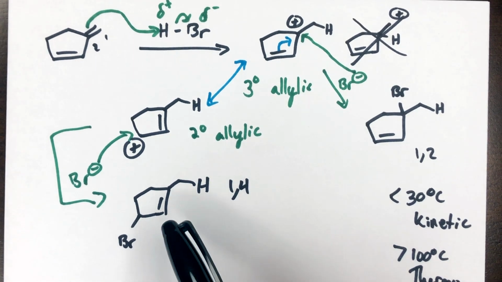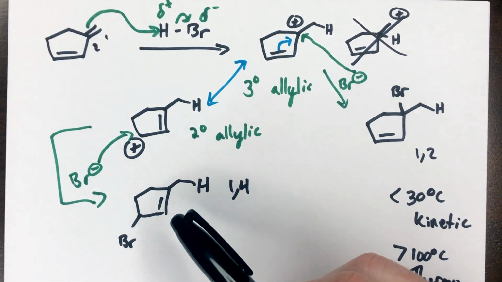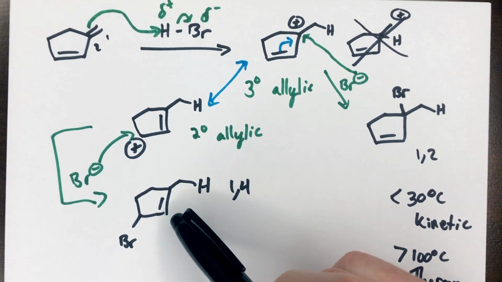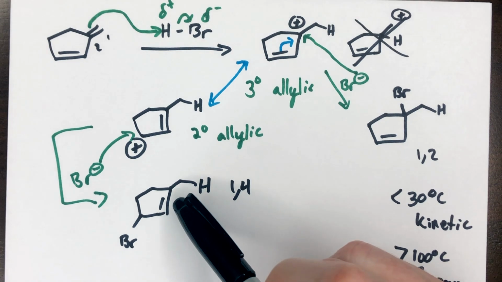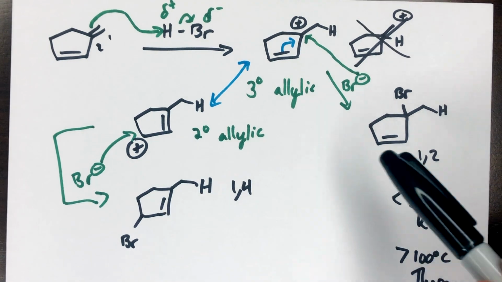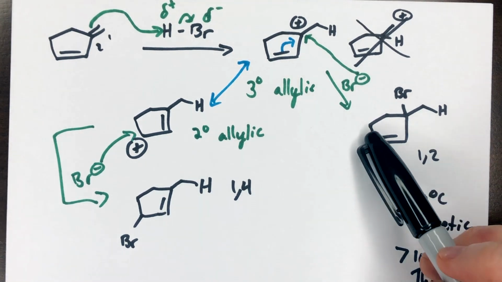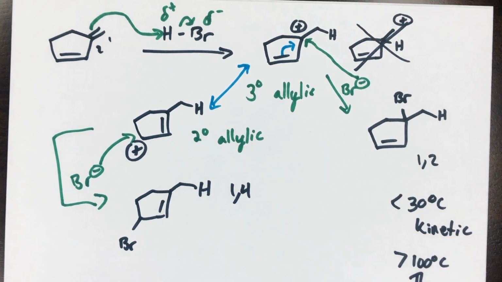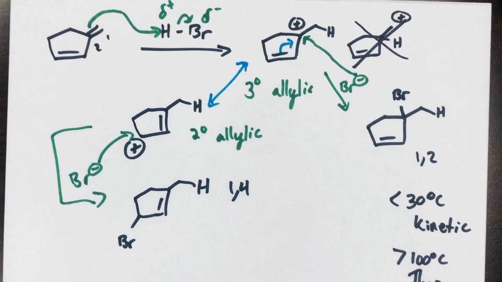Additionally, this is a more stable final product because the alkene that forms here is tri-substituted versus this alkene in this product, which is only di-substituted. So recall that more substituted alkenes are more stable, and therefore this is further support that that's a thermodynamic product because it is more stable. But this is only the first double bond reacting. We have a whole other double bond to consider, right?